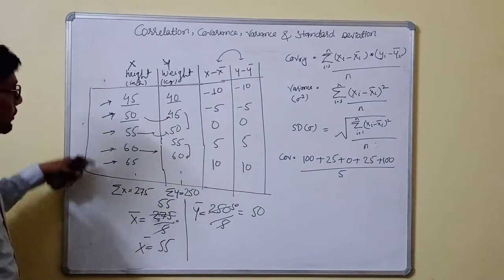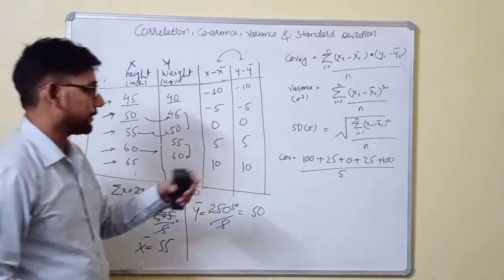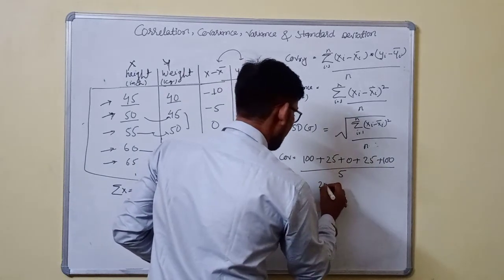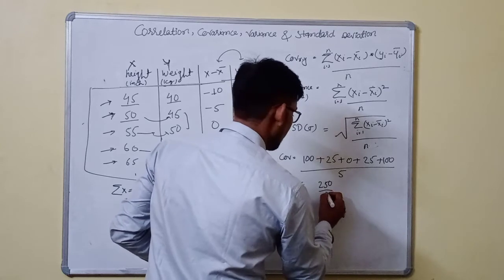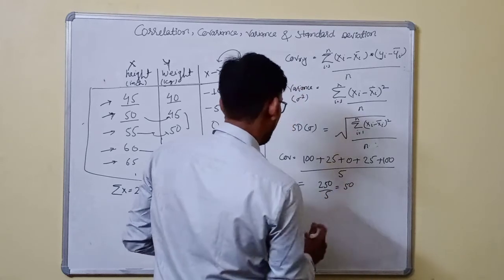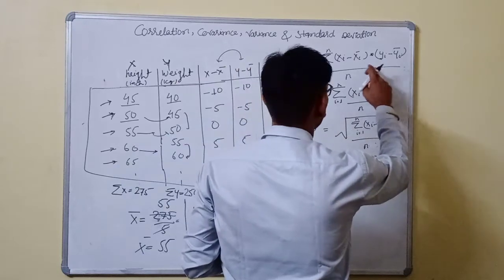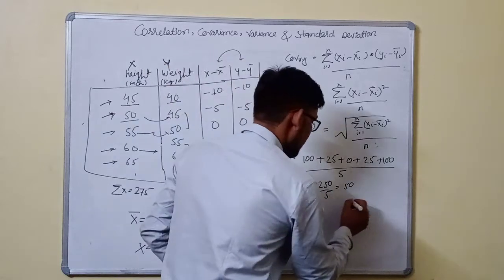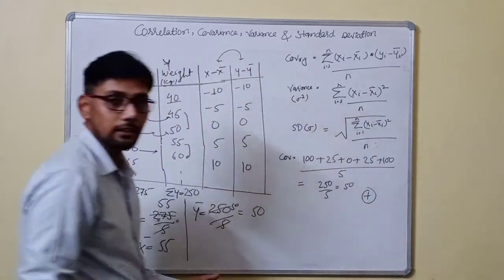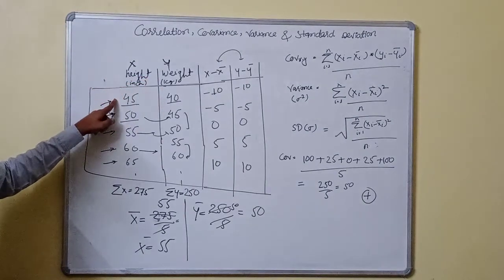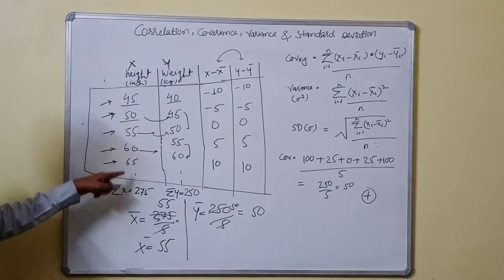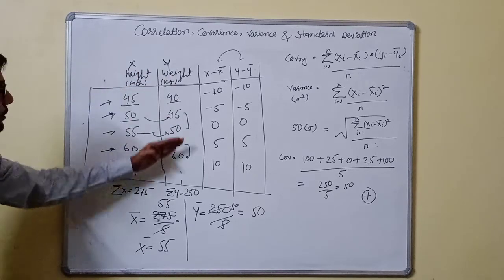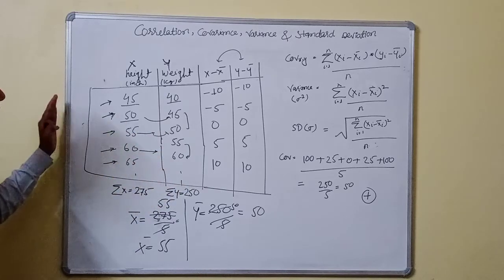We have number of rows equal to 5, so n is equal to 5. If you calculate it, the sum is 250. So 250 divided by 5 is equal to 50. So we got the value of covariance as 50. This is a positive value. See what I told you. Looking at the data, it seems positively correlated, because as the value of x increases, y is also increasing, right? It means positive correlation.